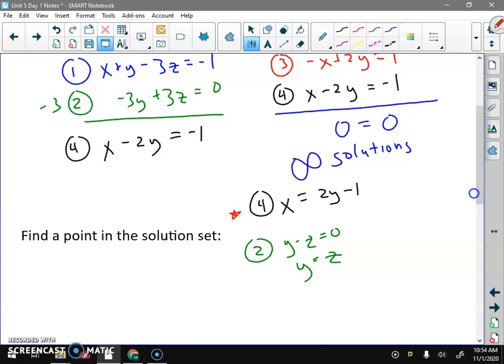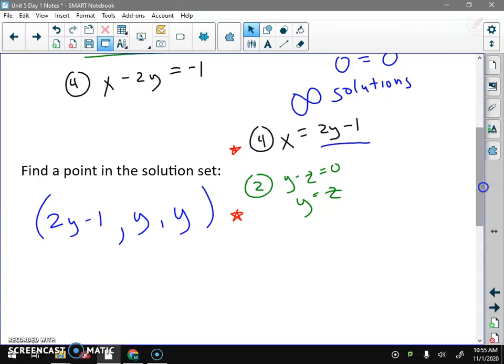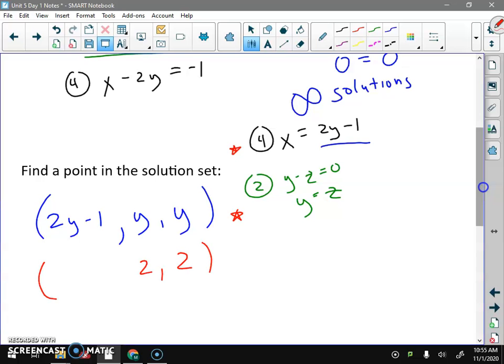Between this and this, what do I know? Y and z have to equal each other. So I'm going to call them both y. That means the ordered triple has to have the same number here as here. And x has to be 2 times that y minus 1. Now let's just pick an ordered triple that fits that pattern. I'll pick the number 2 for y. That means z has to also be 2. 2 times 2 is 4, minus 1. That means x has to be 3.